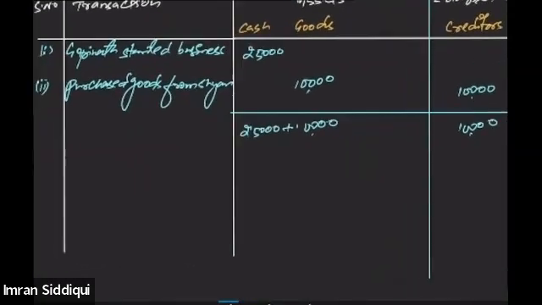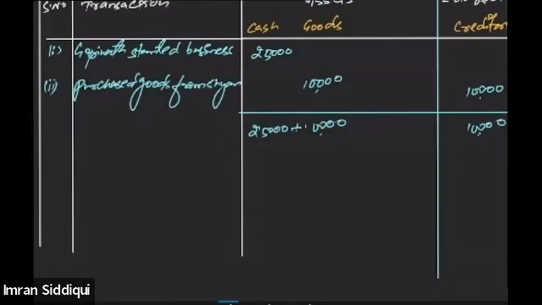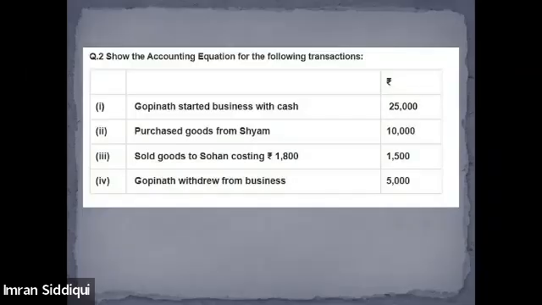Now moving to the third item given in the question. The third item was: sold goods to Sohan costing 1,800 at rupees 1,500. So that means we have sold goods at a loss of 300. Everybody is able to understand this point. We sold goods to Sohan. Since the name of the buyer is given, we will presume that it must have been sold on credit basis.